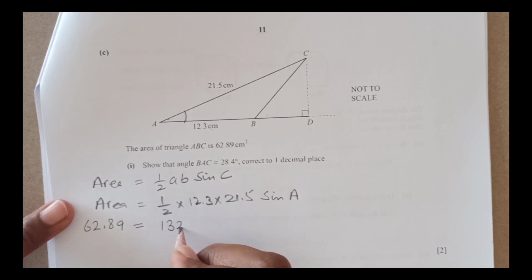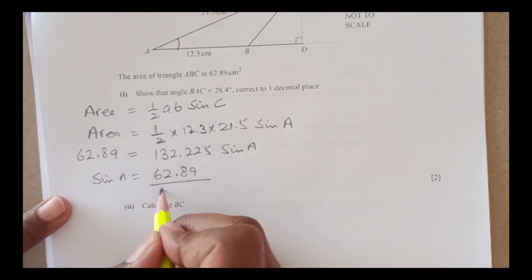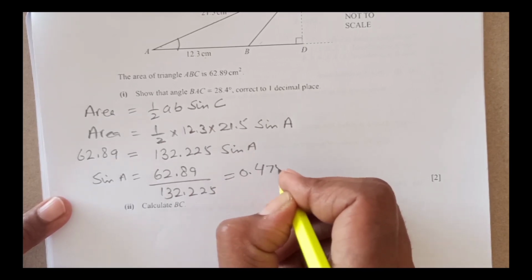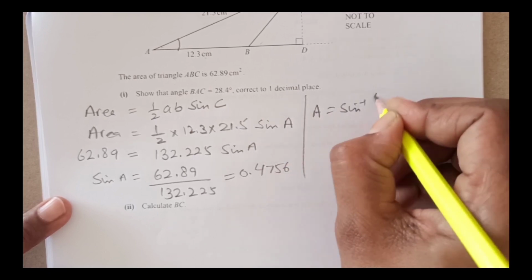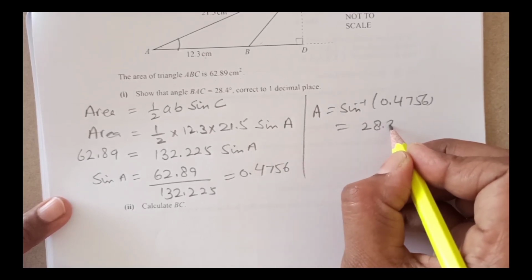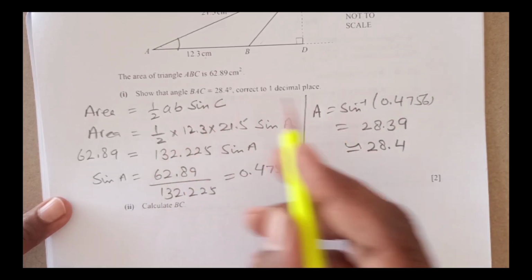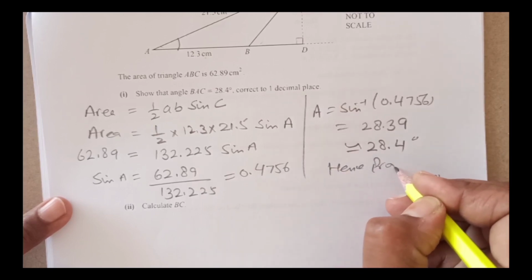Then this area is given to us as 62.89 equals, once you calculate this, 132.225 sine of A. So sine A is going to be 62.89 divided by 132.225. This is 0.4756, right? Then we will have A equal to sine inverse of 0.4756. When you calculate, this is 29.39, approximately 28.4 degrees. That's what we need to prove. So you can write down hence proved, right?